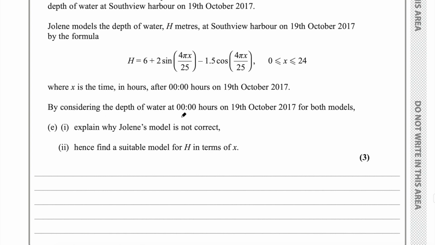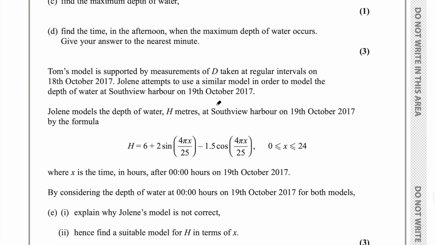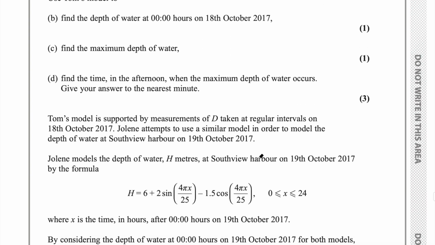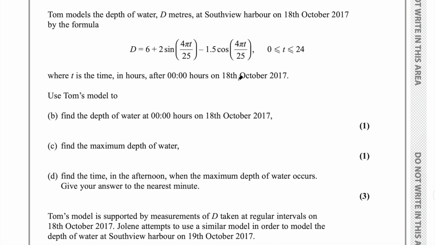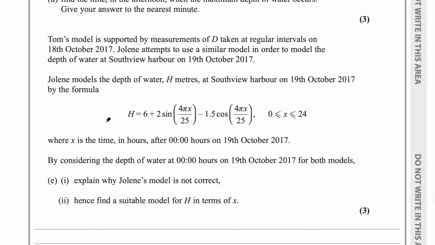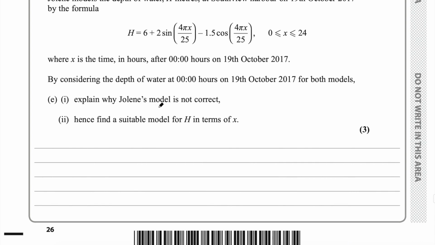And the question says, by considering the depth of water at midnight, 19th of October 2017 for both models, explain why Jolene's model is not correct. Okay, so according to Tom's model, on the 19th of October at midnight, T will equal 24, right? So he started on the 18th of October at midnight, he's gone 24 hours, T would equal 24. So would we still have the same model? Well, no, we wouldn't. If we put 24 into this, we would have 24 times 4, which is 96 pi on 25, which is different to 4 pi on 25. One way we can state this is to say that they're not continuous.